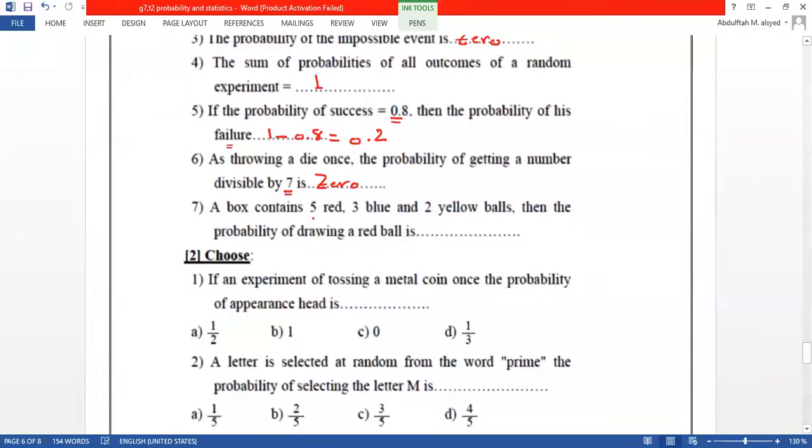A box contains 5 red, 3 blue, and 2 yellow balls. Then what is the probability of getting red? First, we have to find the total number of balls. The total number equals 5 plus 3 plus 2: 5 plus 3 is 8, 8 plus 2 is 10. 10 balls. Now the probability of getting red equals the number of red balls, 5, over 10. You can simplify by dividing by 5: 5 divided by 5 is 1, 10 divided by 5 is 2. So this is the probability of getting red.